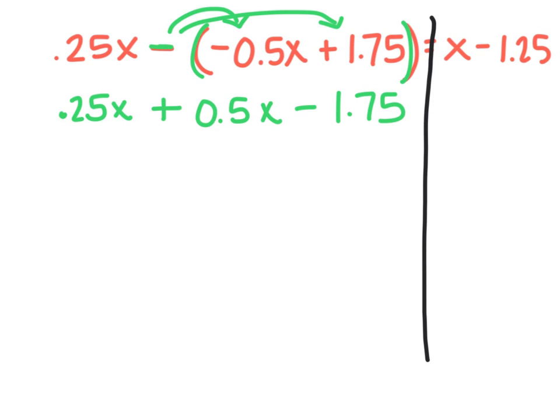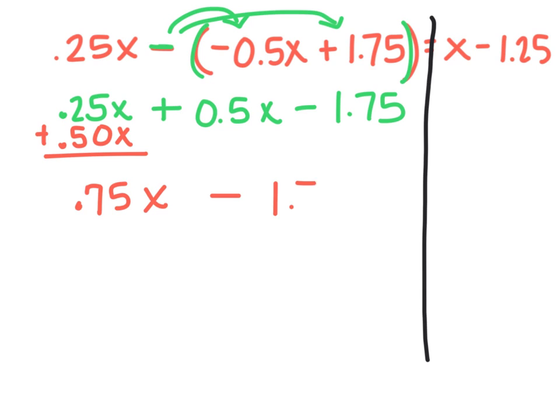Okay, now I'm going to stay on that same side, and I'm going to combine my x's. So 0.25 and 0.5. I know a lot of people are like, okay, I'm going to put those together. If you put those together, you have to line up the decimals when you add. So 0.5, you can add a 0 there. 0.50x, that would give you 0.75x. And then minus 1.75 equals, on the other side, x minus 1.25.